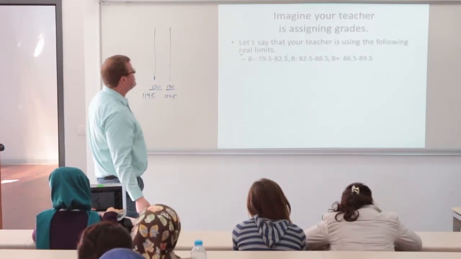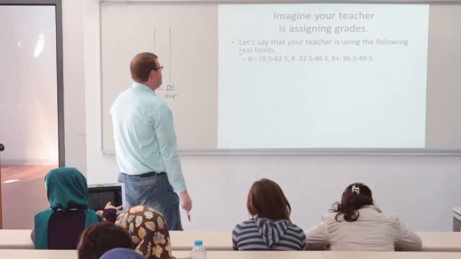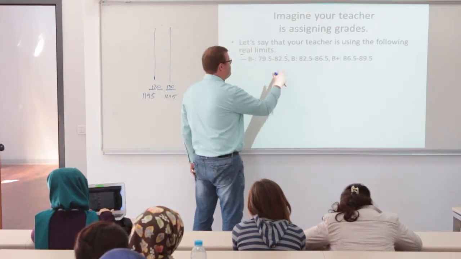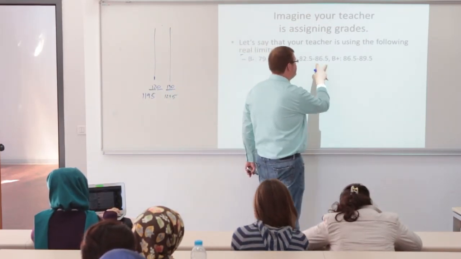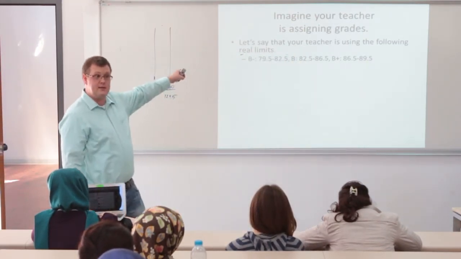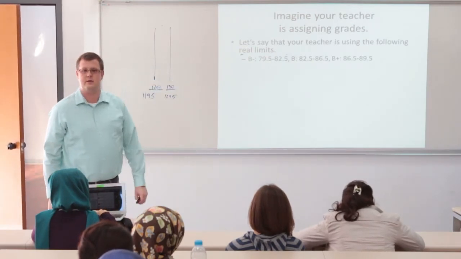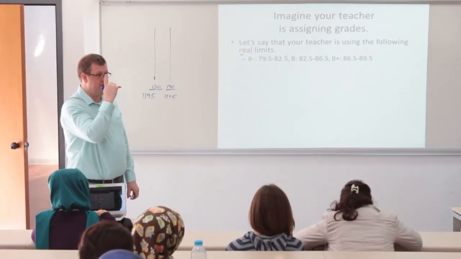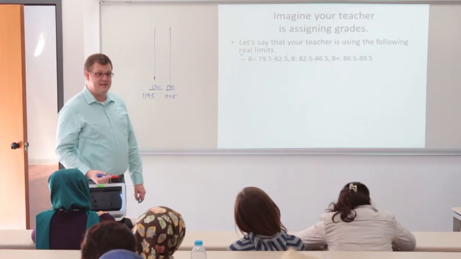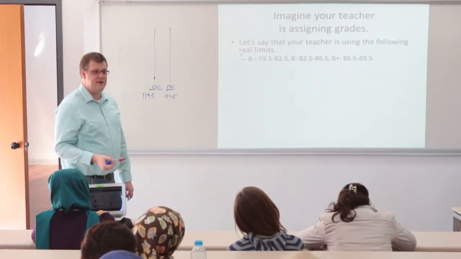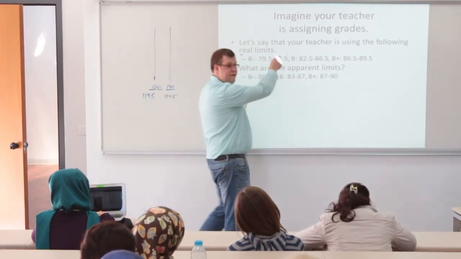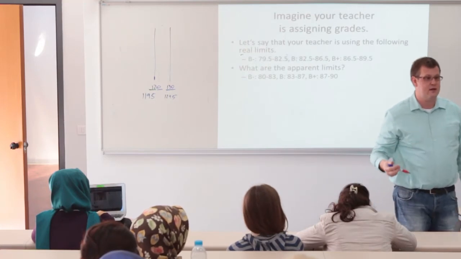Great. Imagine that your teacher is assigning some grades. Let's say that they're using the following real limits. So B minus is from 79.5 to 82.5. A B is 82.5 to 86.5, and a B plus is 86.5 to 89.5. Those are the real limits. What are the apparent limits? 80 to 83. 83 to 87. 87 to 90. That's right. So we're just adding the 0.5 back to our real limits to get the apparent limits.